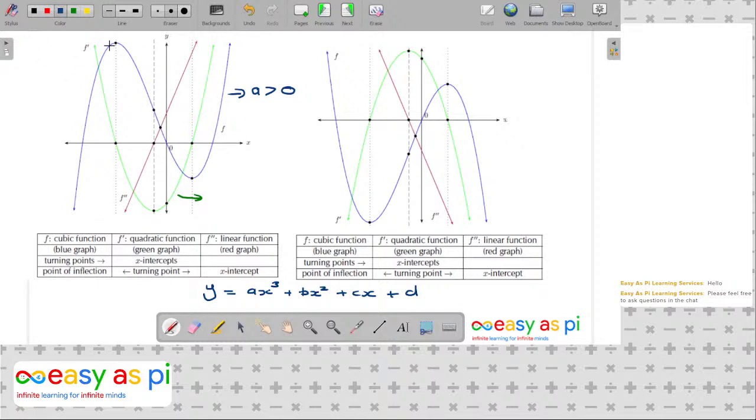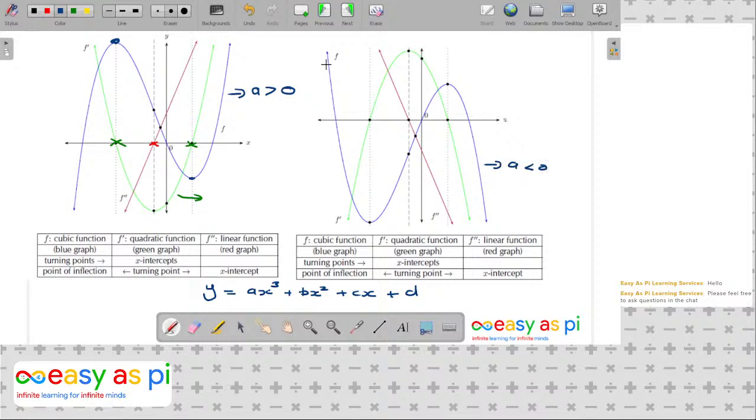Another thing to bear in mind is that the turning points of the cubic correspond to the x-intercepts of the first derivative. That makes sense because at a turning point the derivative is equal to 0. Lastly, the point of inflection corresponds to the x-intercept of the second derivative, which also represents a change in concavity. This is the case when a is greater than 0, and now the case for when a is less than 0.